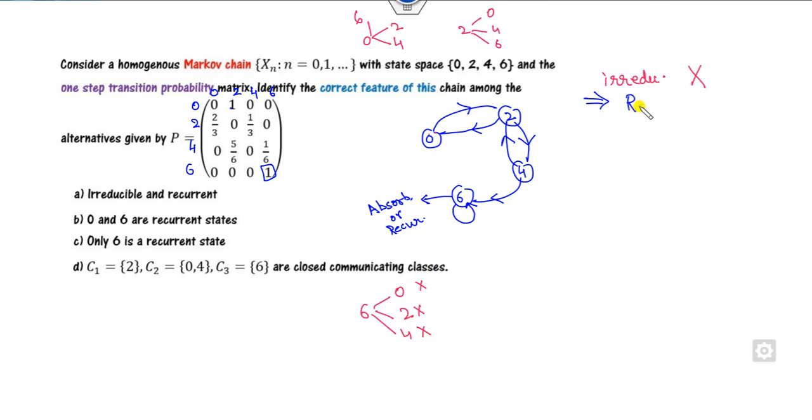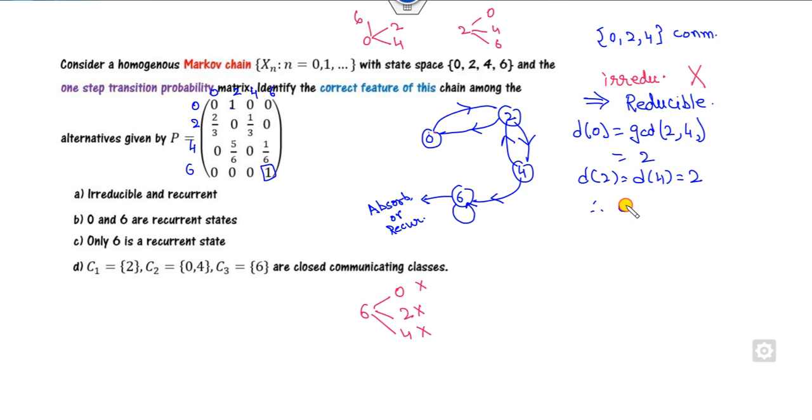What is the period? Is it aperiodic? Diagonal entries are not there. So you can see what the period of 0 is. It is the GCD of the number of steps in which you can come back to 0. That is 2 steps. If you go from 0 to 2, 1, 2, 3, 4, only 4 are there. So the GCD is 2. Now, also you can see 0, 2, 4 are a closed class. 0, 2, 4 are a communicating class. So the period of 0 is 2, and the period of 2 and the period of 4 is also 2.